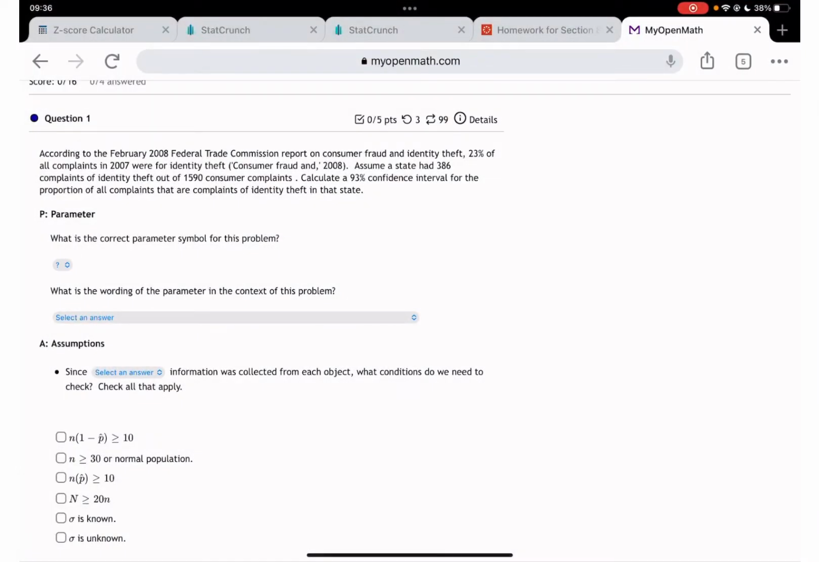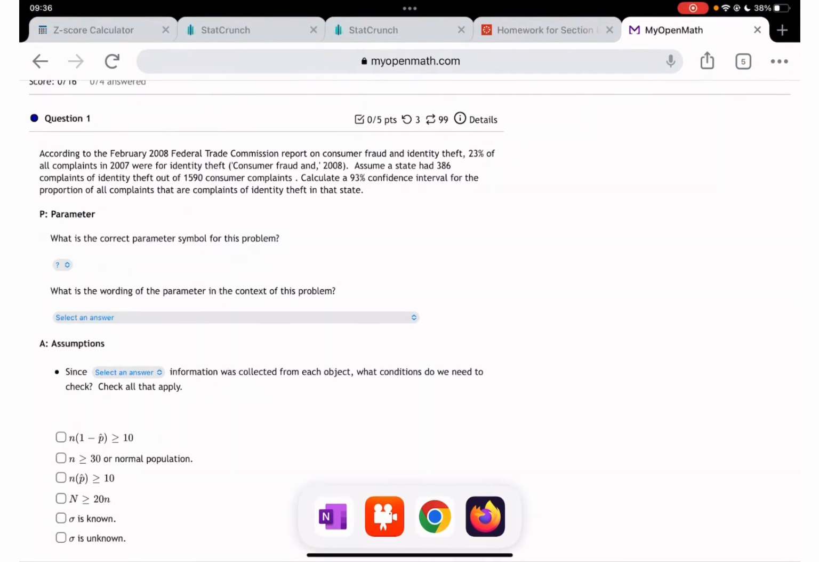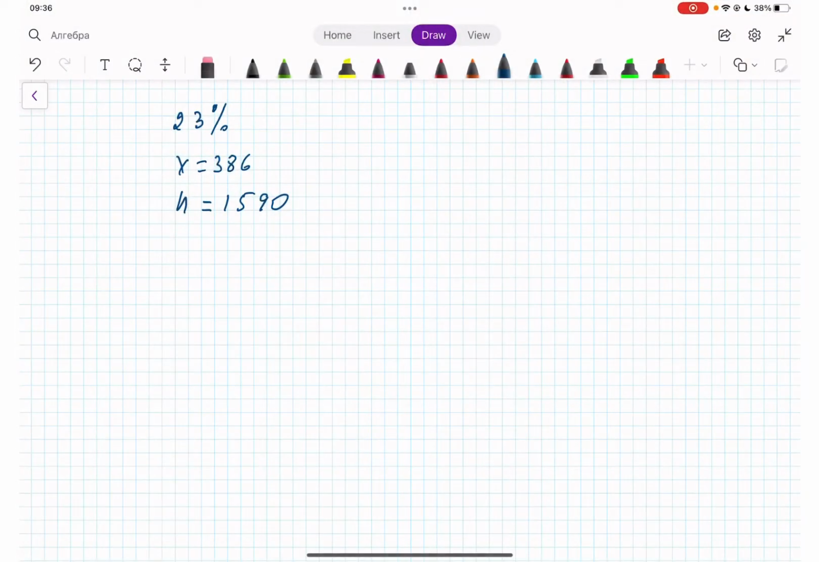Consumer complaint. Calculate a 93% confidence interval for the proportion of all complaints of identity theft in that state. So a 93% interval for proportion. Okay, so we need to find the proportion for confidence level 93%. All right, so let's start working.